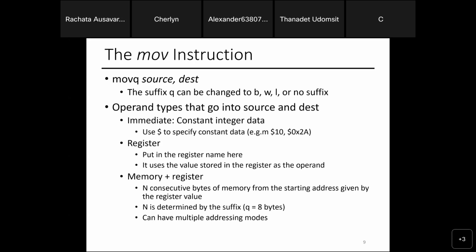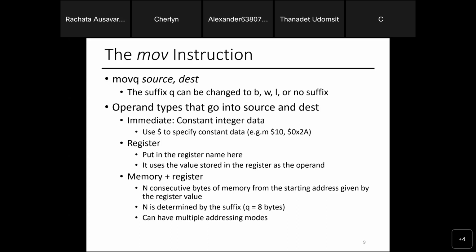Sometimes I know the location of my data. For example, I want to move the constant number 10 into my register or into the memory. I can put a constant number into the move instruction and say move this value into here. So that's going to be the first option. We call this immediate. Whenever you go read assembly, if they refer to immediate, that's just a constant number.